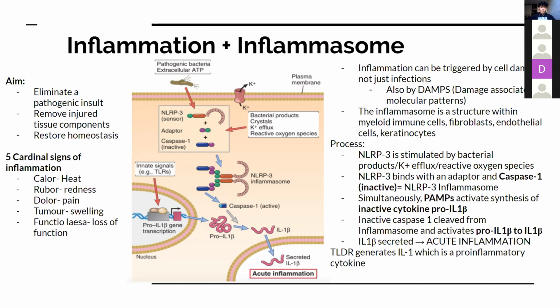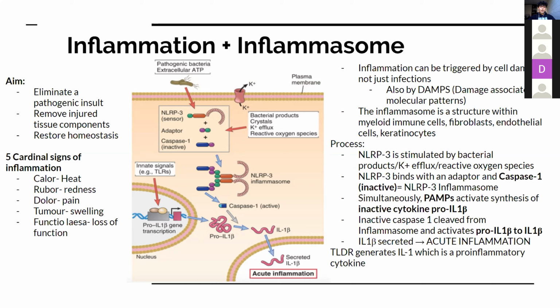The process is a lot more complex than you really need to know. But as you can see in this photo, you start off with NLRP3, which is kind of like a sensor, and that responds to bacterial products. Whenever potassium leaves a cell in a dangerous manner, NLRP3 is stimulated by that, and binds with an adapter and caspase 1, which is an inactive part. Those three combined.